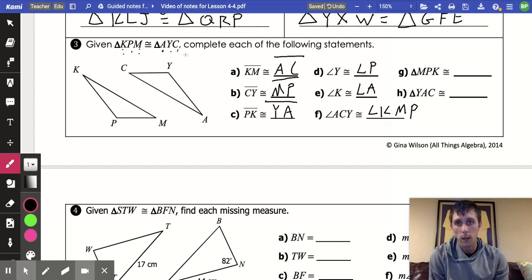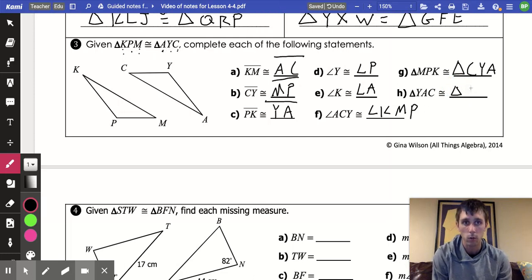Next we have triangle MPK. So triangle MPK, M is the third one, P is the middle, K is the first. So we're going to go third, C, Y, A. And then we have triangle YAC, so second, first, third. So then we're going to go triangle PKM. Just work it backwards, all right?